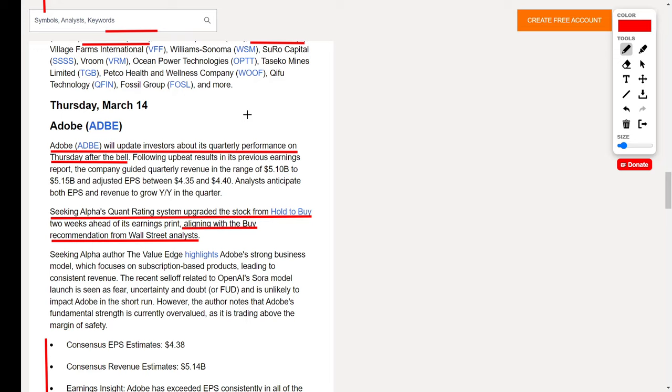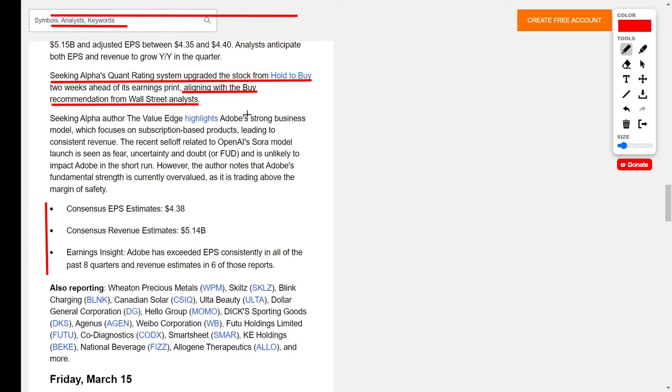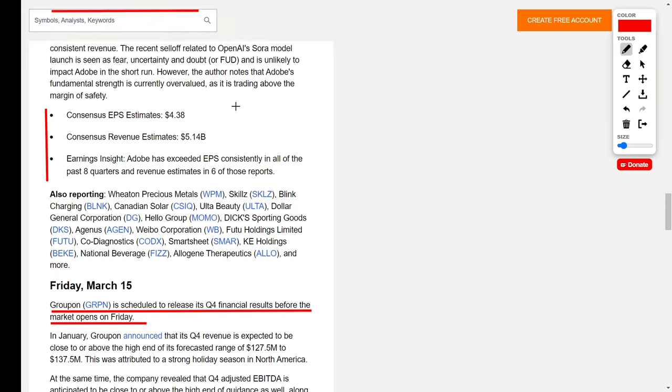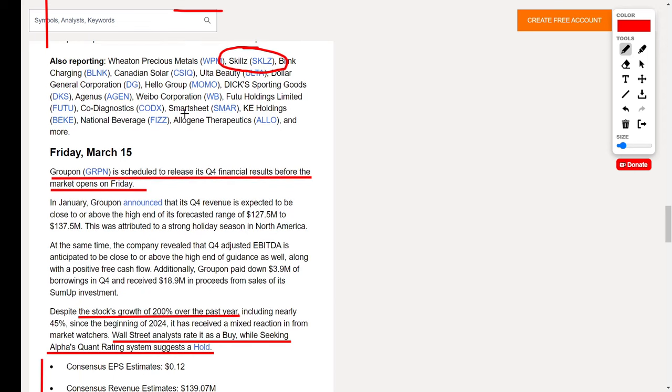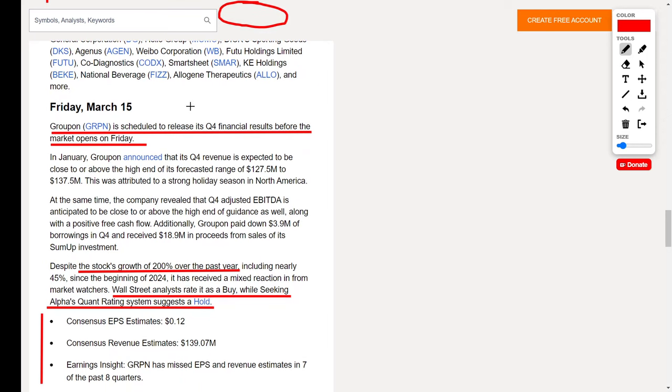But now let's move to Thursday, March 14th. This is when Adobe will update investors about their quarterly performance. Recently, Seeking Alpha's quant rating system upgraded this company from a hold rating to a buy rating, which now aligns with Wall Street analysts, because overall, Wall Street believes that this is a buying opportunity. For their upcoming earnings report, the company should bring in around $4.38 per share on revenues of $5.14 billion. Other notable companies which will also be releasing their earnings results on that same day would include Skillz, ticker symbol SKLZ. Lastly, let's talk about Friday, March 15th.